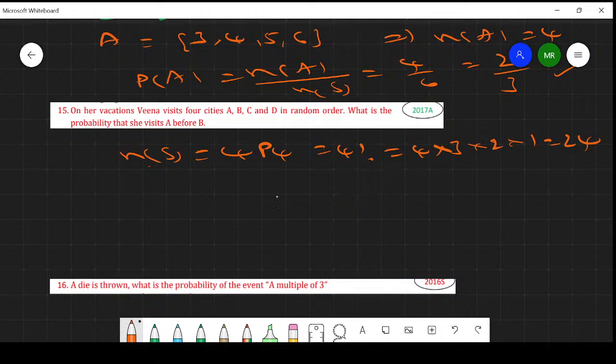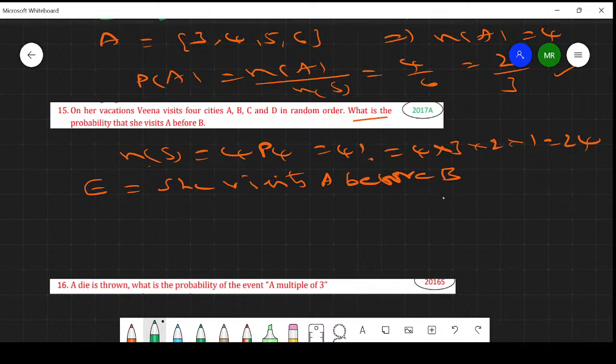Total 24 we got. Now the favorable events to the event. I will consider the event E. They are saying here, what is the probability that she visits A before B? You take event E is equal to she visits A before B. So what is possible here? Now let's be careful here. People may get confused here. Try to understand what I'm going to explain.